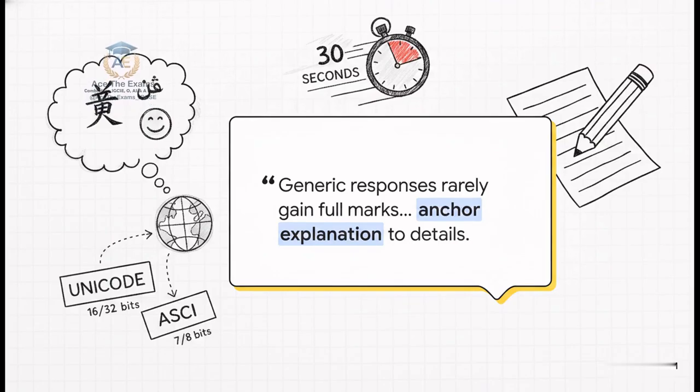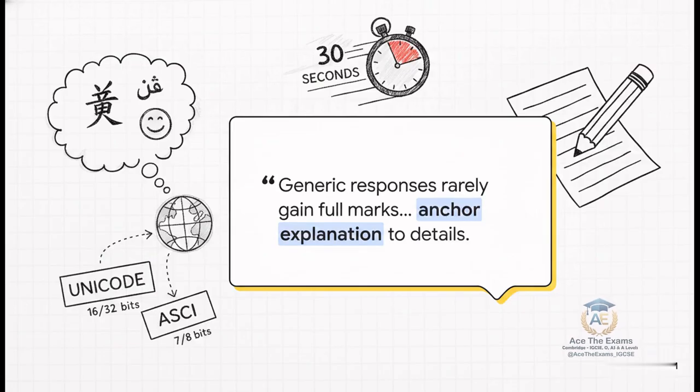Let's jump into Challenge 3, Speed Writing. You've got 30 seconds on the clock. I want you to mentally draft one perfect PEEL paragraph. Point, evidence, explanation, link, explaining why Unicode is preferred over ASCII for a global messaging application. Remember our rule from earlier, you must anchor to the details. And the key detail here is global messaging application. Go. All right, got our points together?